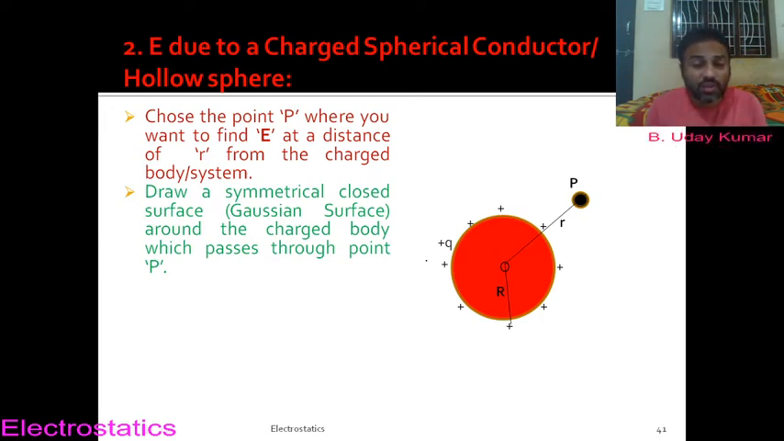Not only in this topic, next we try to find the E due to a charged sphere. There also we follow the same steps. Next we have to find the electric field intensity due to cylinders. There also we try to find. So please remember these steps. They are very easy. You just follow these steps, and the entire derivation will be easy.